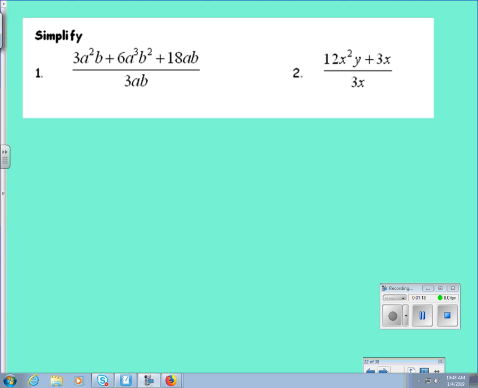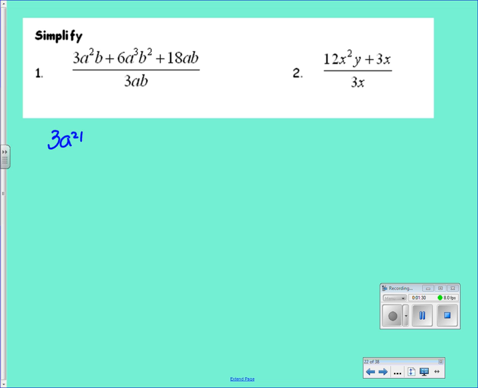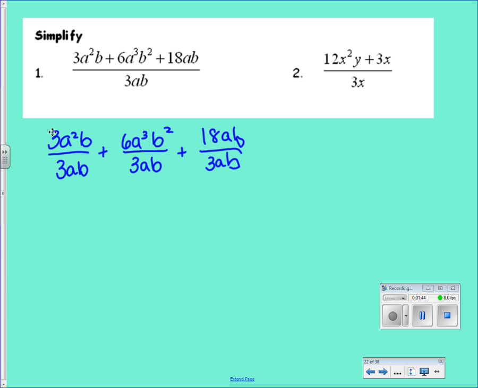Okay, so first things first. Can we take a polynomial and divide it by a monomial? Because remember, that's one term. And so the answer to that is yes. So what we can do is rewrite each term being divided by 3ab. So I'm taking each piece of the polynomial and dividing it by 3ab.